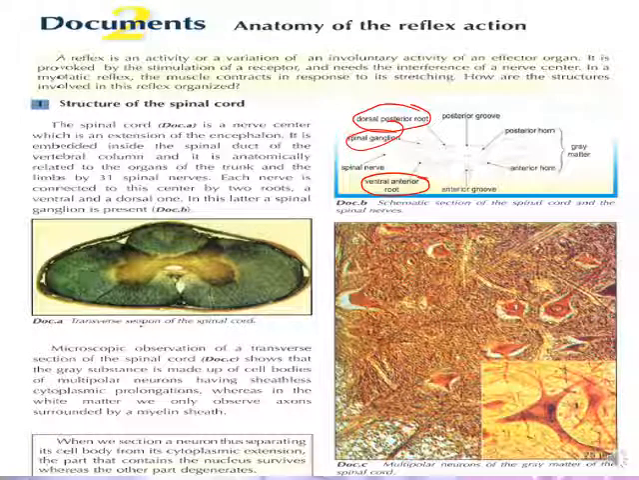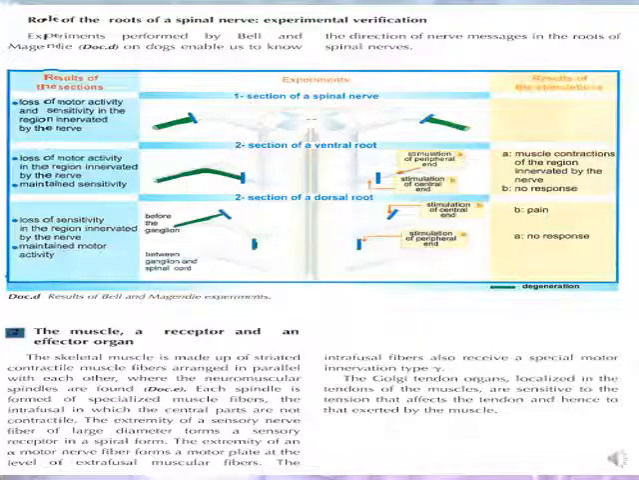Okay. Microscopic observation of a transverse section of the spinal cord in document C shows the gray substance is made up of cell bodies of multipolar neurons having sheathless cytoplasmic prolongations, whereas in the white matter we only observe axons surrounded by myelin sheath. So when we section a neuron, thus separating its cell body from its cytoplasmic extension, the part that contains the nucleus survives, whereas the other part deteriorates.